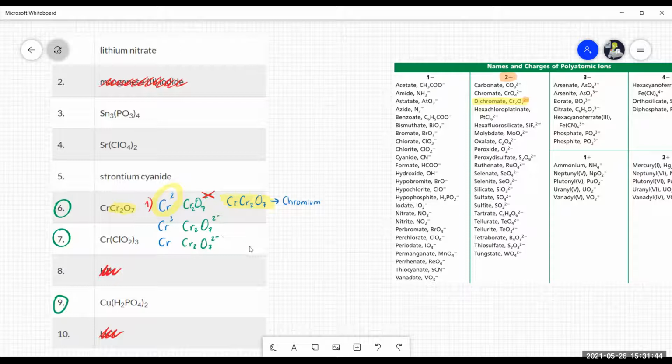The charge that I used in the beginning was 2, so I have to indicate the charge in Roman numerals. And then I write the name of the polyatomic ion. The name of the polyatomic ion, as you can see, is dichromate.